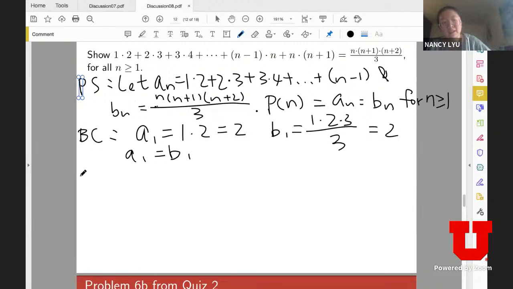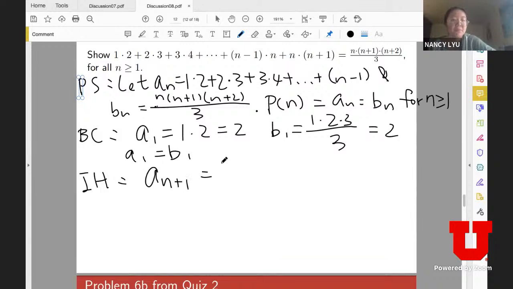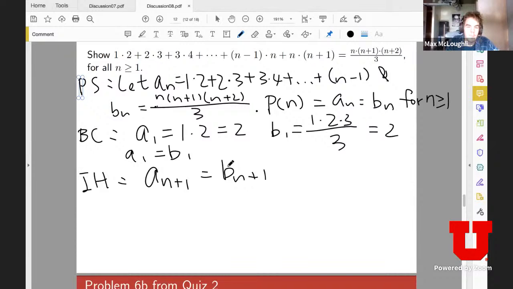Now we're going to write our inductive hypothesis. What do you want to assume for the hypothesis? That A of n plus 1 is equal to B of n plus 1? Is that what you mean? Yes. Okay.